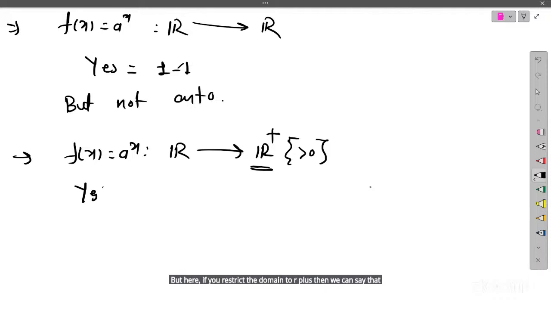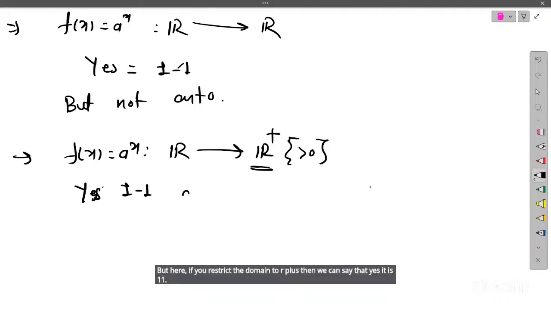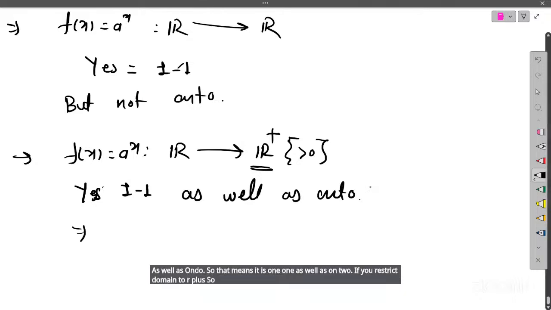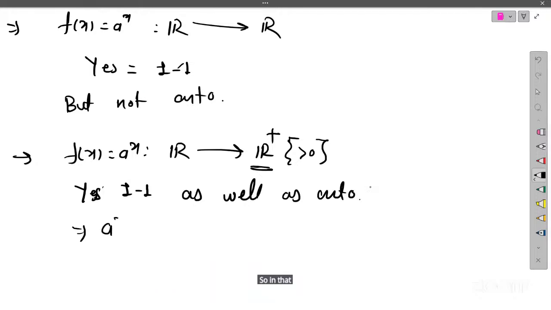is 1-1 as well as onto. So that means it is 1-1 as well as onto if you restrict the codomain to R plus. Sorry, I said domain. If you restrict the codomain to R plus, then we can say that e to the power x is a bijective function.